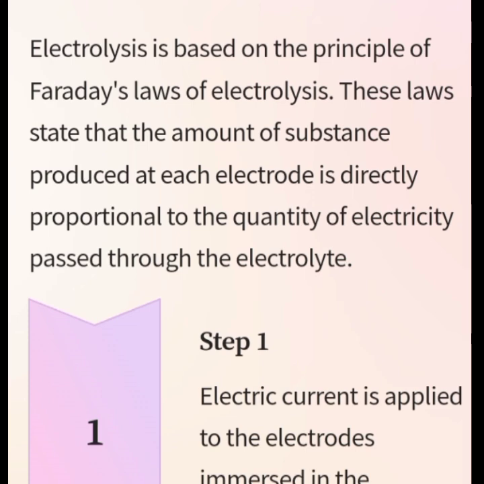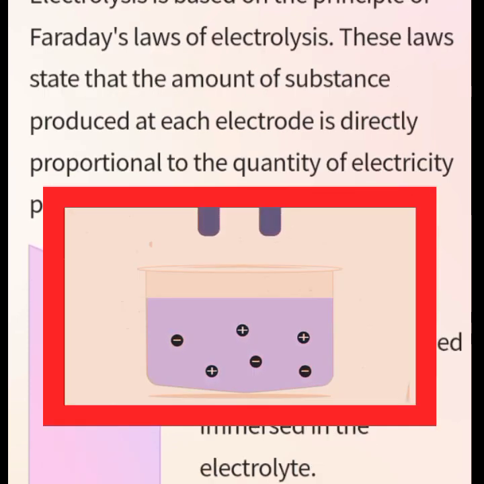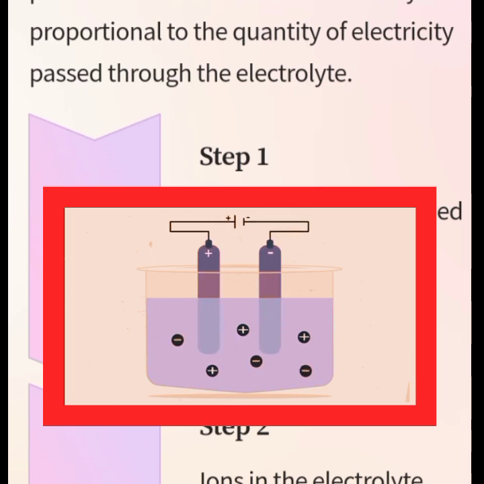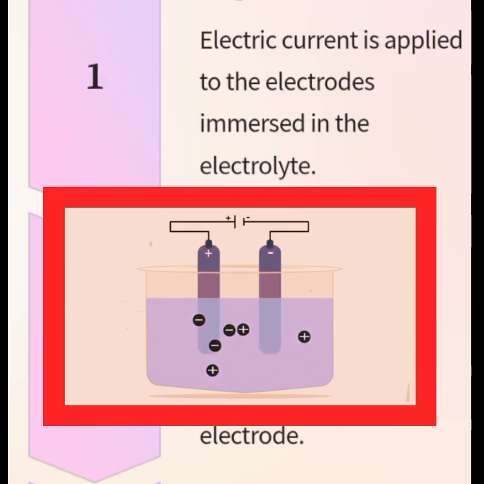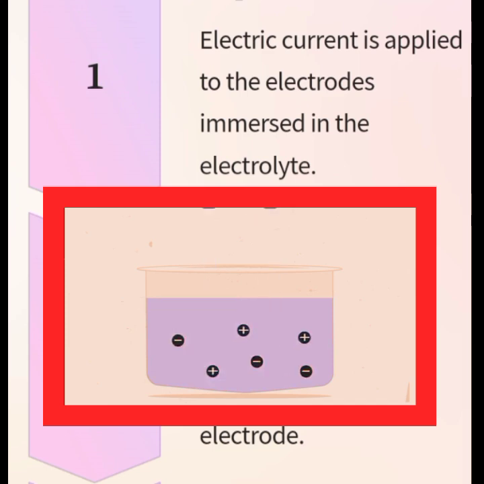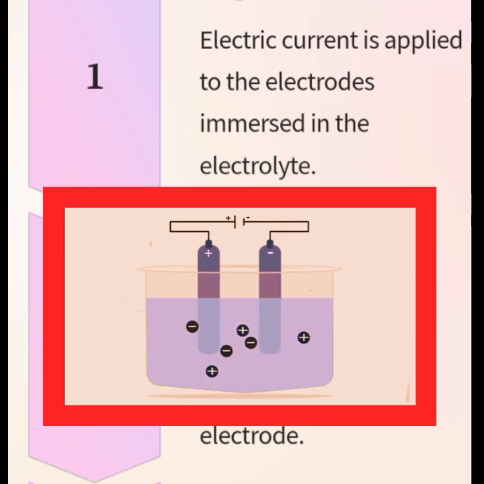The steps involved in electrolysis. The first step is that electric current is applied to the electrodes, which are immersed in the electrolyte. The second step involves the movement of the ions towards the right electrode. The cations, that's positively charged ions, will move towards the negative electrode, while the negatively charged ions will move towards the positive electrode.